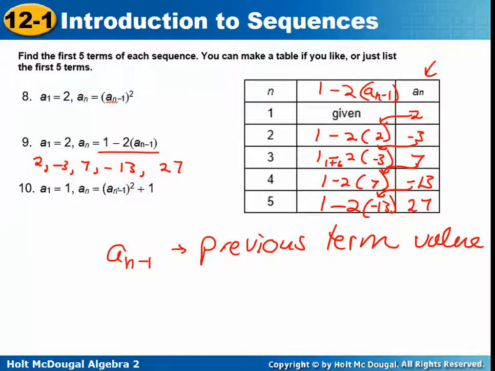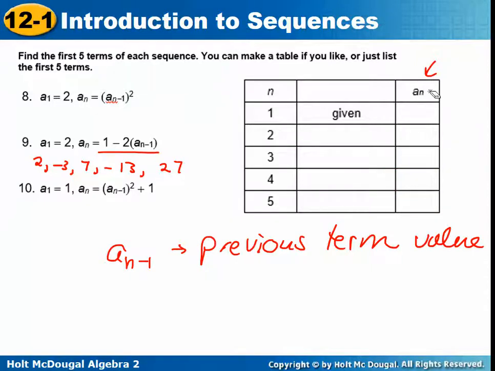Number 10, I'm going to use the same table, except this time my recursive formula is the previous value, that's what this is, squared plus 1. So I take the previous value and I square it, and then I add 1. So I start with a sub 1 equals 1. So my previous value right away for this row is going to be the 1. So I take 1 squared plus 1. Well, 1 squared is 1, 1 plus 1 is 2.